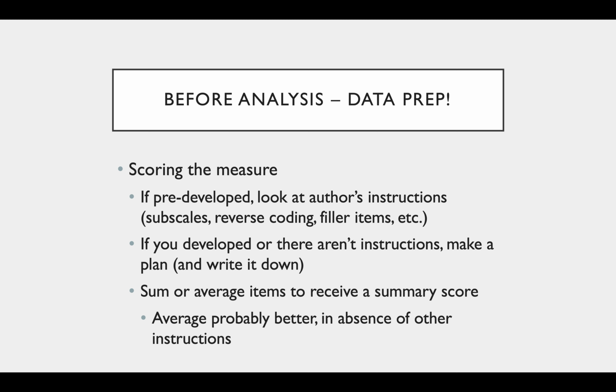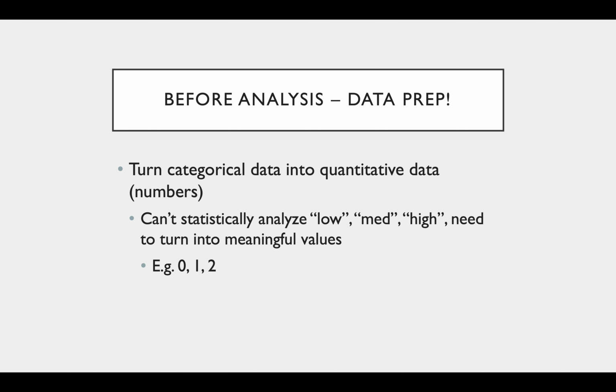Generally, people tend to either sum or average their items. If you have a choice, average is probably better than a sum because it's not as affected by missing data or people who just don't answer some of the questions. But again, if you have a pre-developed scale and the author says to sum it, you can sum it. And again, talk to me if you're unsure about things.